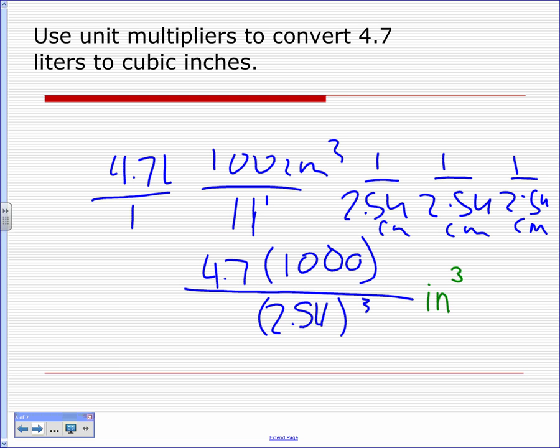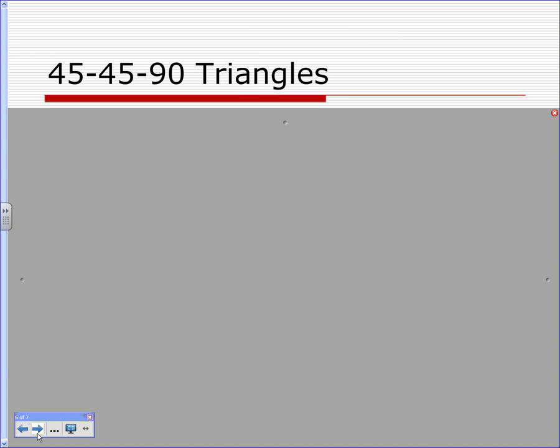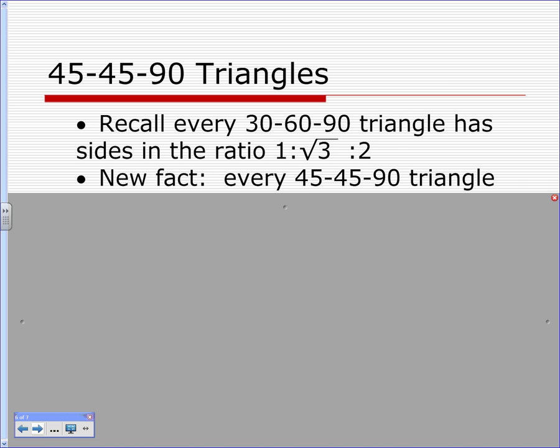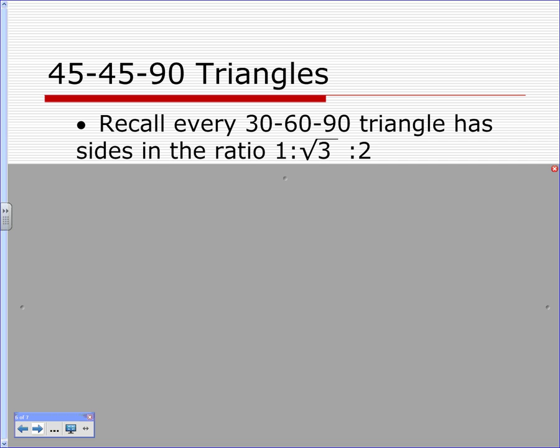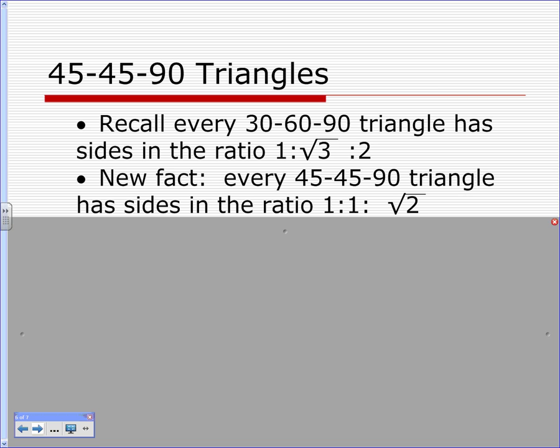Any other questions on these? No? All right, 45, 45, 90 triangles. What do you think a 45, 45, 90 triangle looks like? Isosceles, right triangle. All right, so you remember 30, 60, 90 has 1, square root of 3, and 2? You don't have to write that part. Okay? But you remember those? Do we need to go back over them? Okay. Every 45, 45, 90 triangle is 1, 1, and square root of 2.